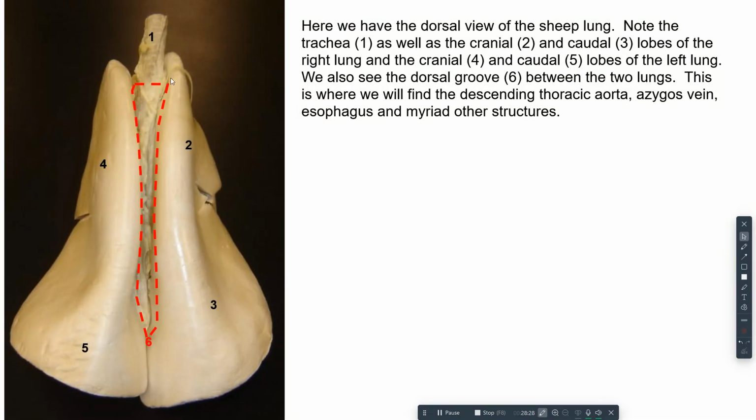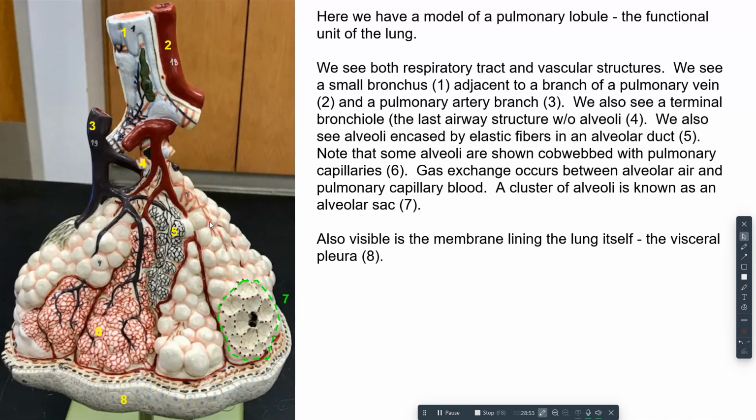Okay, finally, we've got this last view of the sheep lung here. There's the trachea, and I've got my right and my left with my cranial and caudal lobes on both sides. But now I see this beautiful dorsal groove right here. That's where I'm going to find my thoracic aorta, my azygos vein, my esophagus, and other things as well. All right, so that is the sheep lung.